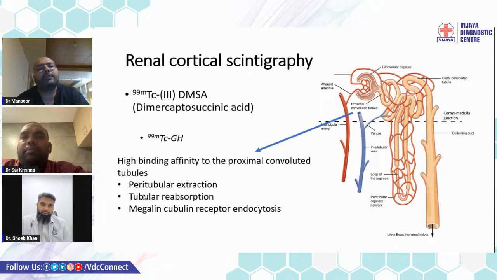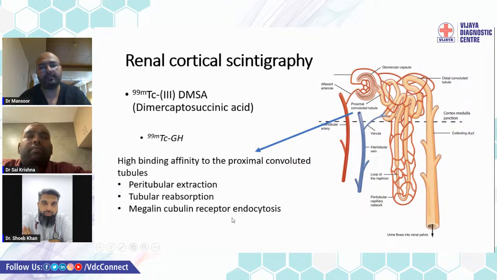So we do DMSA scans. DMSA stands for dimercaptosuccinic acid, which is an analog of dimercaprol, a chelating agent. The other tracer used is glucoheptonate. We commonly use technetium-99m DMSA, and it is bound to the proximal convoluted tubules. The mode of uptake is peritubular extraction and tubular reabsorption, and it also binds to the megalin-cubulin receptors in the renal cortex, similar to the binding of the DOTATOC that we use in PET scans.